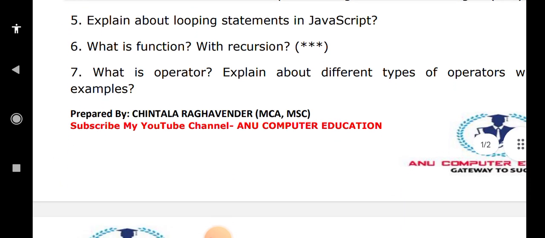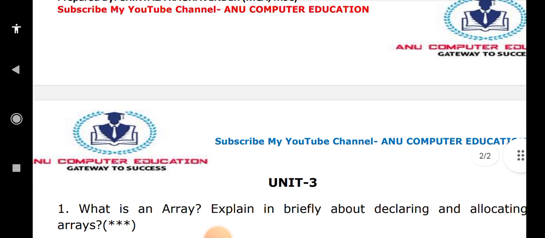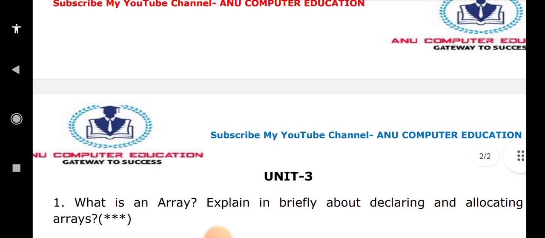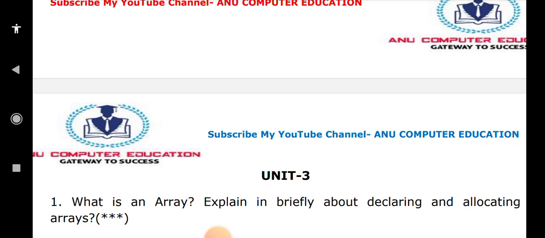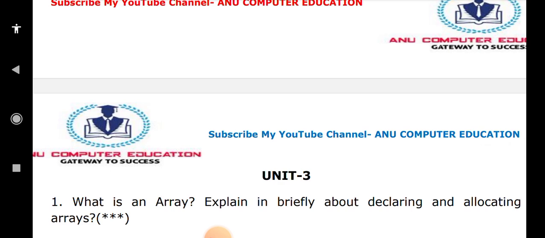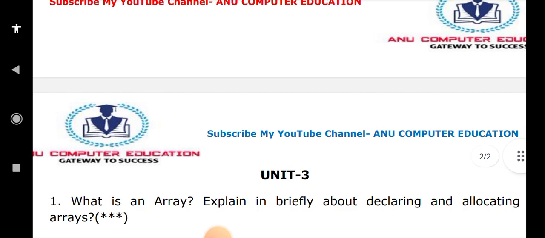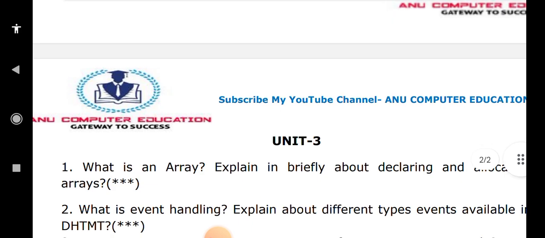When it comes to unit number 3, what is an array? The difference between arrays in C language and JavaScript is that in C language an array is a collection of storing similar type of values, whereas in JavaScript an array is a collection of storing dissimilar type of values in a single variable. An array can be created the normal way, or else it can also be created with the Array object. How to create and how to store the values you have to explain, and you have to write one example program.